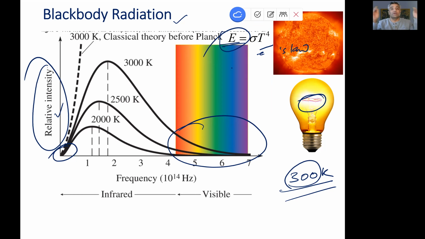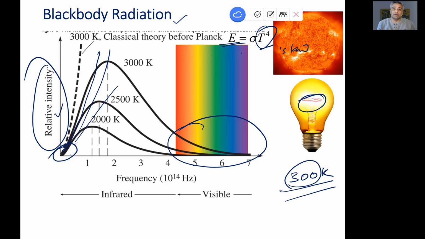So what happens is, as long as the energy is coming out at lower temperature or longer wavelength region, this law works just fine. But as the frequency becomes higher, rather than decreasing, it simply predicts it's just going to keep rising as you keep on increasing temperature.